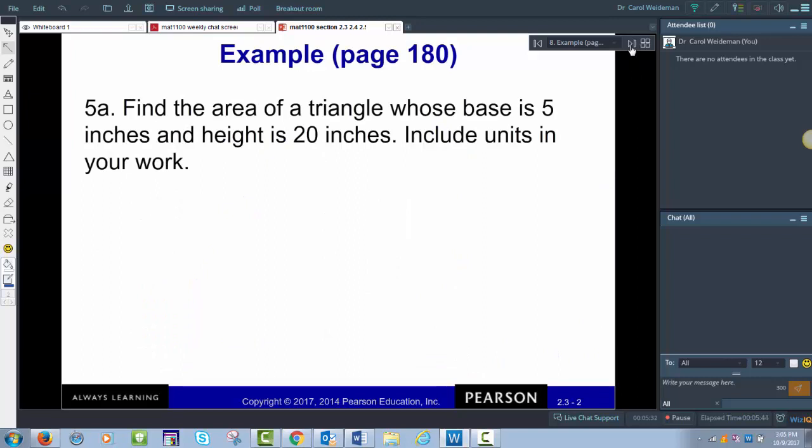Okay, find the area of a triangle whose base is 5 inches and the height is 20 and include the units in your work. So if you look at the handout that we had from Cycle 1, which had the geometry formulas, we know the area of a triangle is 1/2 of the base times the height. And in this case, the base is 5 and the height is 20. Now I'm keeping my units along the way here, so I notice that when I simplify here, I'm going to get 5 times 20 is 100 divided by 2 gives me 50. Inches times inches gives me inches squared.